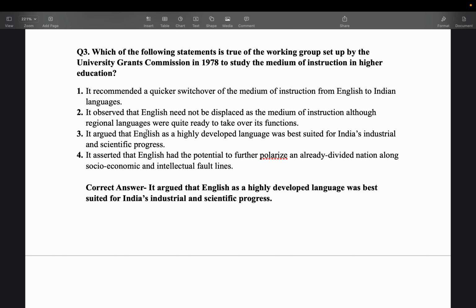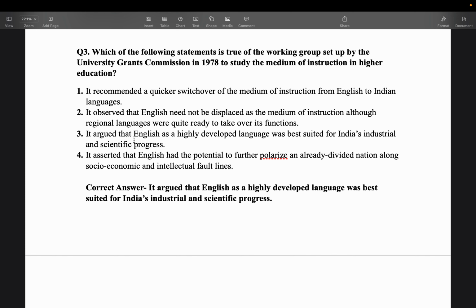It argued that English as a highly developed language was best suited for India's industrial and scientific progress. Arre, C seems very much right, isn't it? English is suited for India's scientific and industrial progress seems right. Anybody with a clear head will say this is right. Because this is a little too much: regional languages are ready to take over, but English should not be displaced. I would say C is the correct answer. And that is the answer.